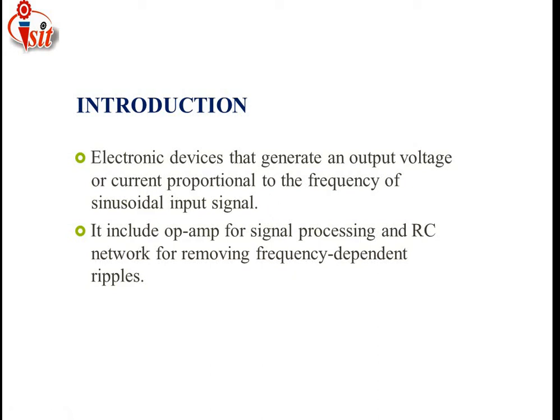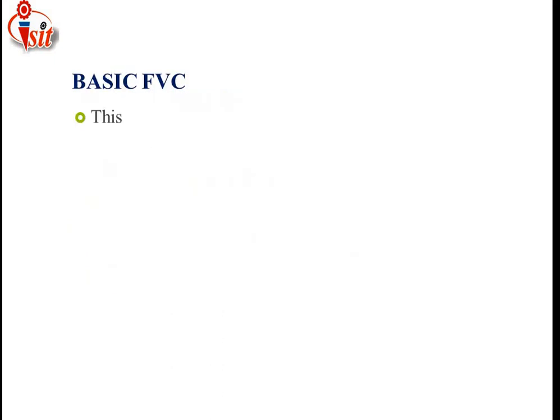It includes the op-amp for signal processing and an RC, that is resistor capacitor network, for removing the frequency dependent ripple. That means RC oscillator or RC phase shift networks are used to remove ripple which is introduced due to the noise created during the processing of that signal. That ripple factor is removed by using the RC components.